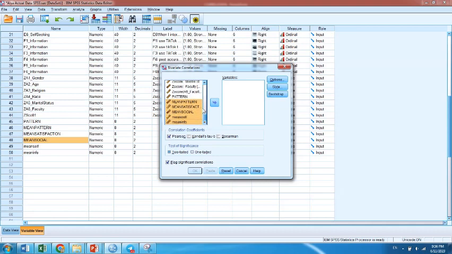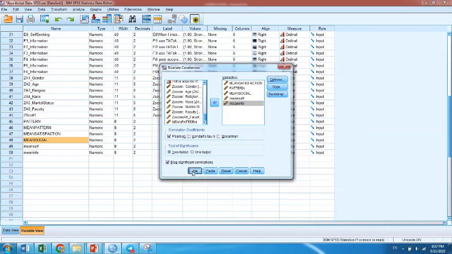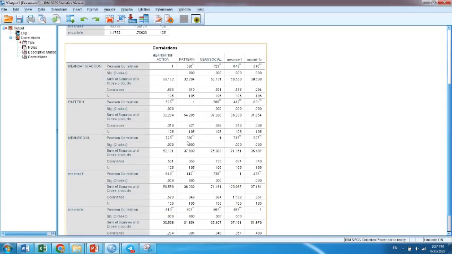So what is my DV? It is satisfaction. Pattern is my IV1. Social is my IV2. And then self-seeking is my IV3. And information is my IV4. Now let's check the option. You click means and standard deviation and cross-product deviation and covariances. And then you can click continue.